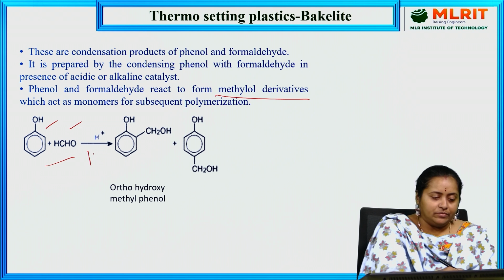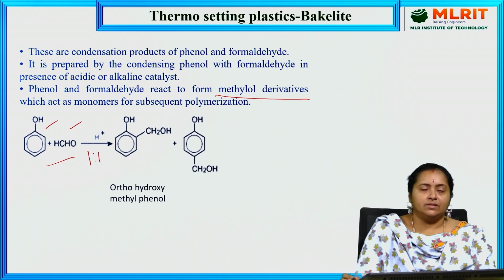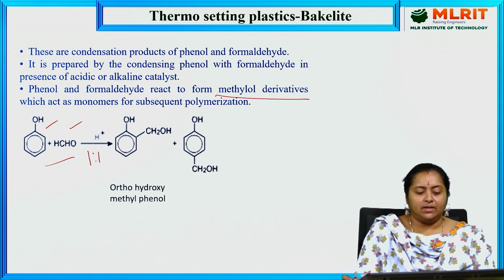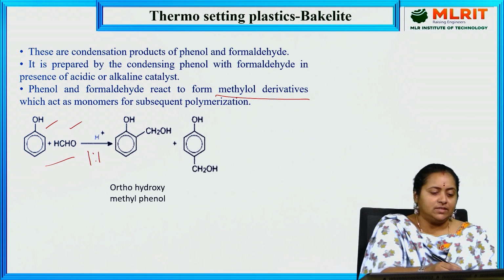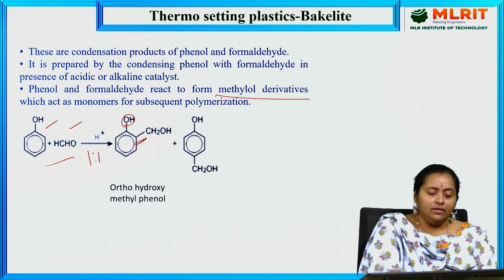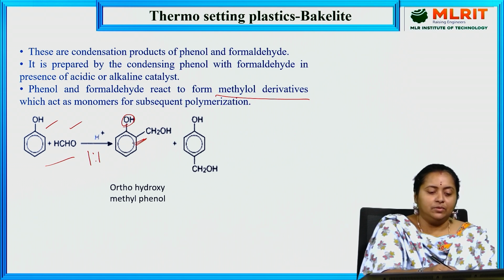If I take a 1:1 ratio, that means equimolar ratios of phenol and formaldehyde, then the product will be orthohydroxy methylol phenol, or we will call it the methylol derivative of phenol. See, this is the functional group that is attached to the carbon, and this will become the alpha carbon, and this is what we call the ortho position. Ortho, meta, and this is para. Priority will be given to the ortho position first. Later it will go to the para position, and then the third one is the meta position.